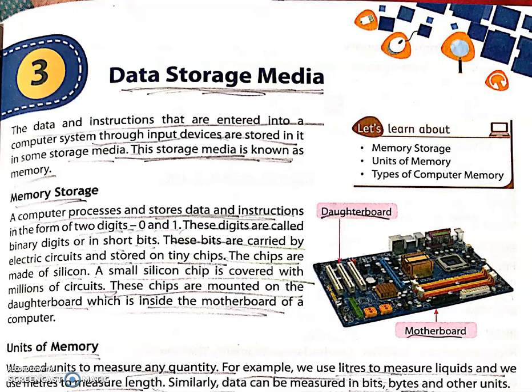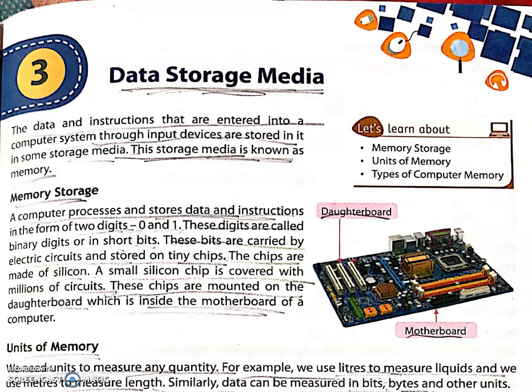These bits are carried by electric circuits and stored on tiny chips. The chips are made up of silicon. A small silicon chip is covered with millions of circuits. These chips are mounted on the daughter board, which is inside the motherboard of a computer.